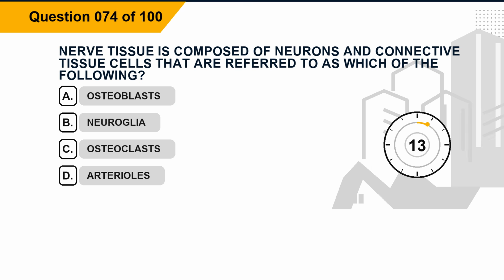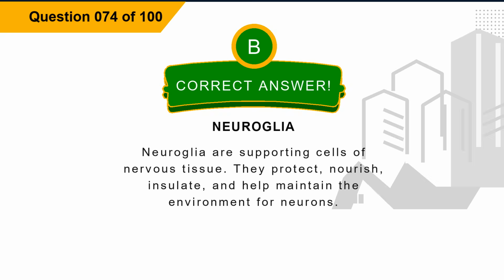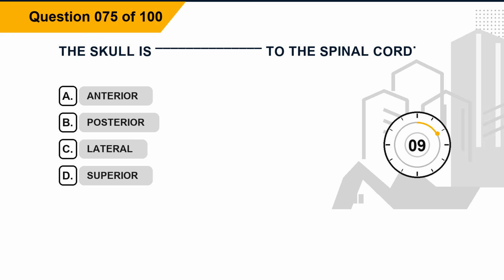Question 74. Nerve tissue is composed of neurons and connective tissue cells that are referred to as which of the following? Option A. Osteoblasts. Option B. Neuroglia. Option C. Osteoclasts. Option D. Arterioles. The correct answer is option B. Neuroglia. Explanation. Neuroglia are supporting cells of nervous tissue. They protect, nourish, insulate, and help maintain the environment for neurons. Question 75. The skull is blank to the spinal cord.